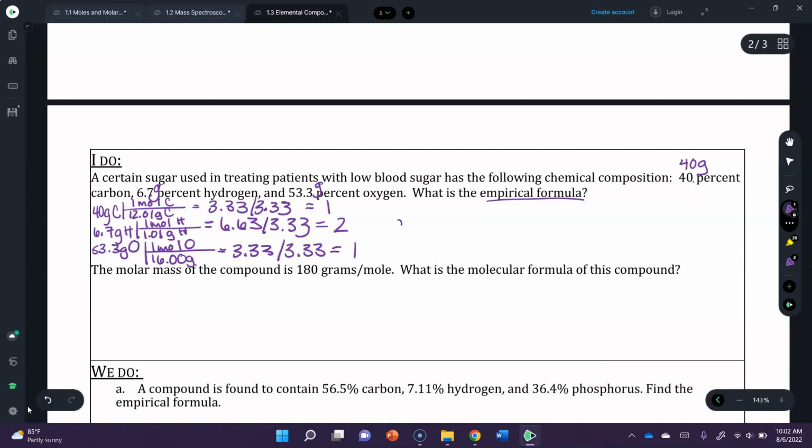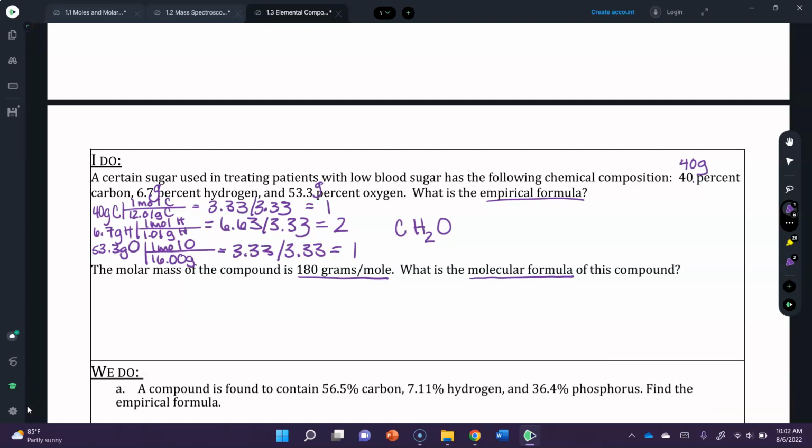So then we have the empirical formula. These are our subscripts. So C1, H has a 2, and then O has 1. And we don't have to write the ones because it's implied by being present. Our second part of this question states that the molar mass of the compound is 180 grams per mole. So I'm given a molar mass for the molecular formula. It wants to know what the actual formula is.